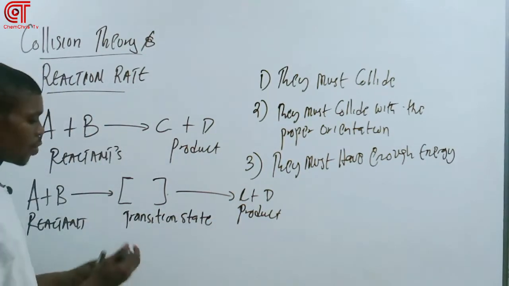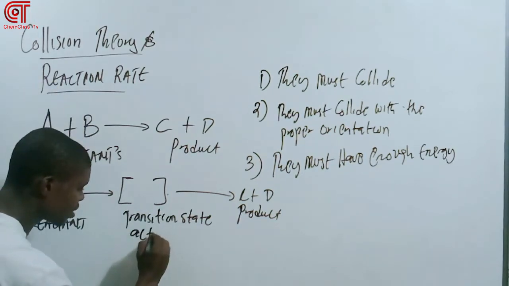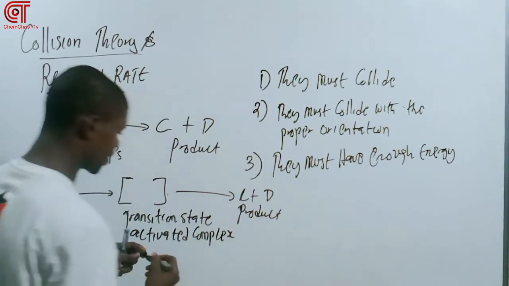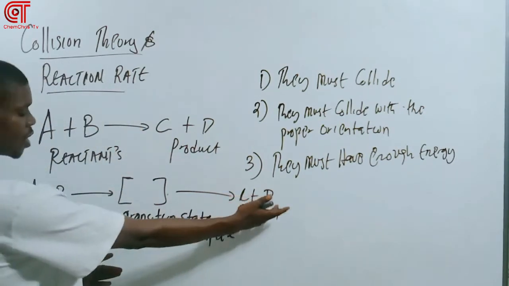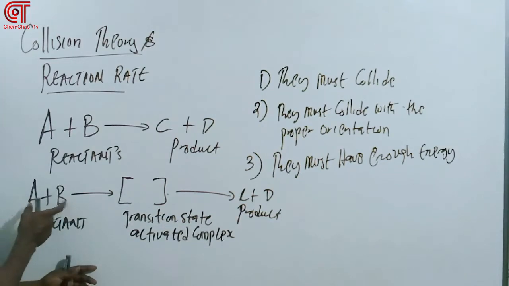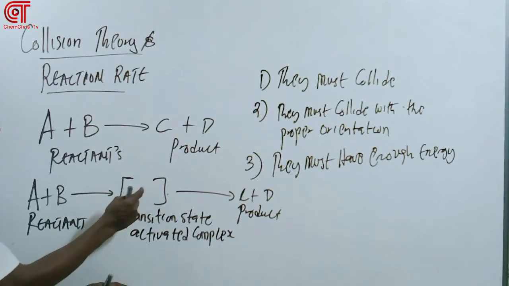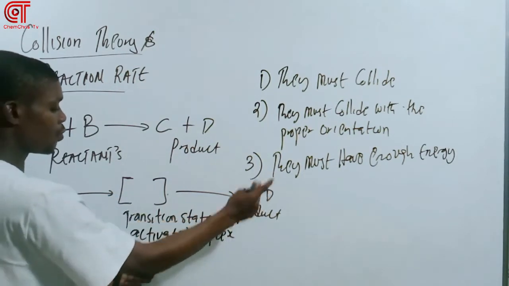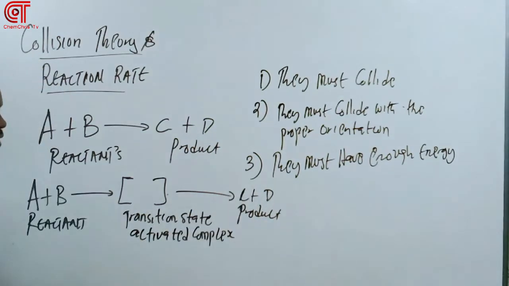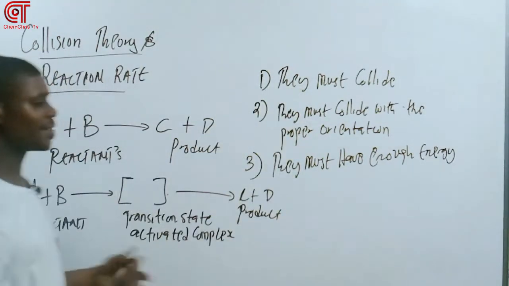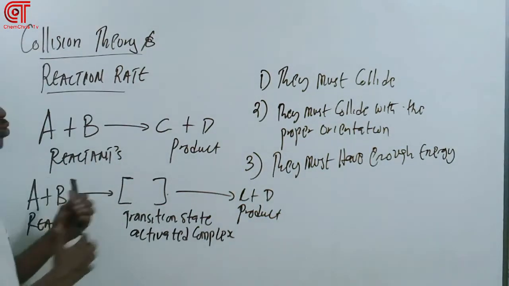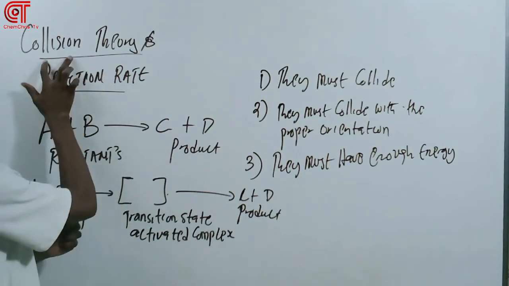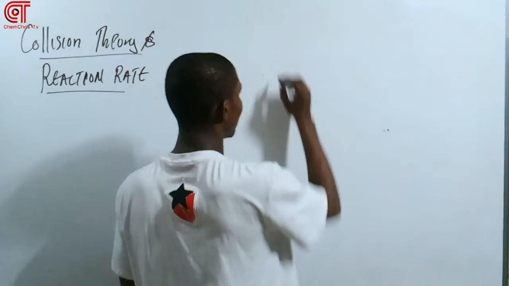Now, in the energy diagram, you call this the activated complex. So before the reaction will take place, the reactant must possess enough energy to get past this transition state or activated complex before the product will form. So these are the three criteria or conditions every reaction must pass through before a reaction will take place. That is everything about collision theory and the reaction rate.